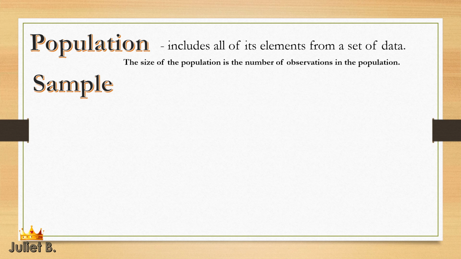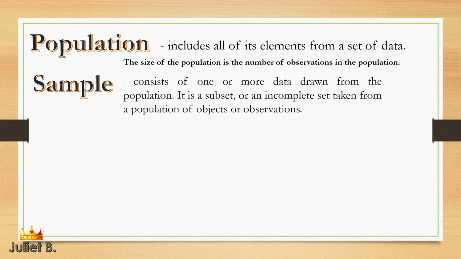Kung ayaw mong kuhanin ng buo yung buong data or buong respondents mo, ayaw mo kuhanin yung lahat-lahat, kumuha ka lang ng sample mula sa kanila. Like for example, yung lahat ng students ng Tunasan Annex, yun ang magiging population mo. Pero kung iisipin mo, masyadong marami ang estudyante ng Tunasan Annex para maging respondents mo. So, kumuha ka lang ng part of it. And that's what we call sample.